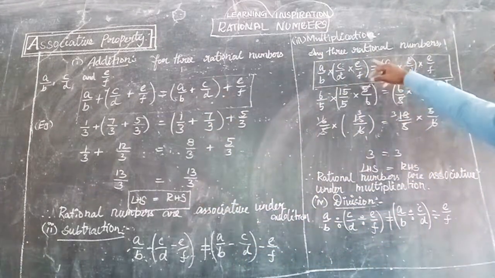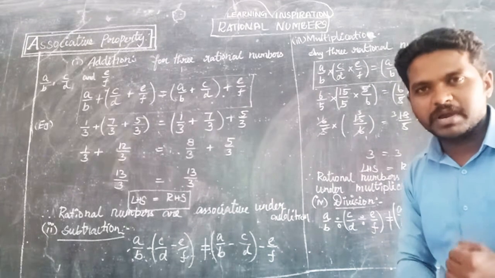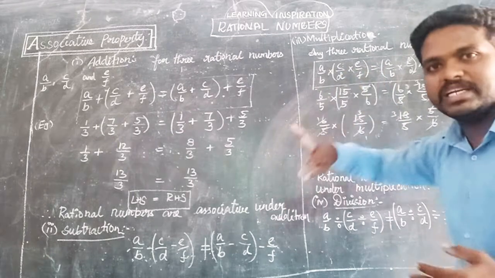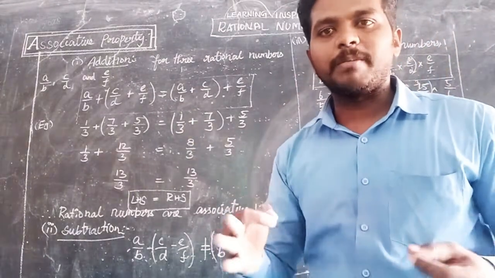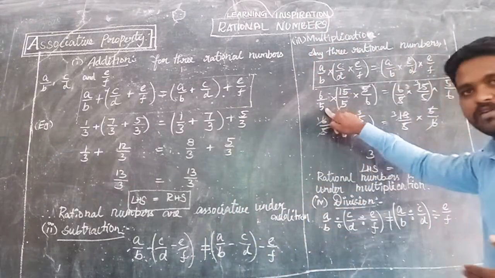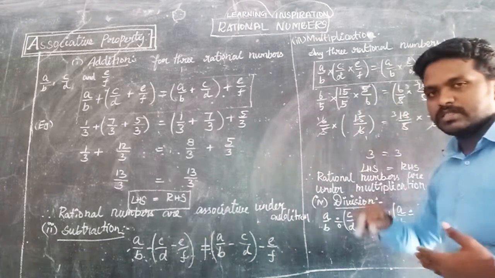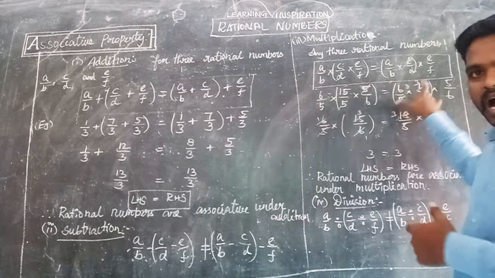Next one, multiplication. So we are taking the same three rational numbers. So a by b, c by d, e by f are three rational numbers. We can multiply three numbers in any order. Such numbers are rational numbers. We can multiply three numbers in any order. The first number is 6 by 5, I am taking here. Second number 15 by 5. Third number 5 by 6. We can change the order of the terms. So first multiply the first two terms, after that the third term.